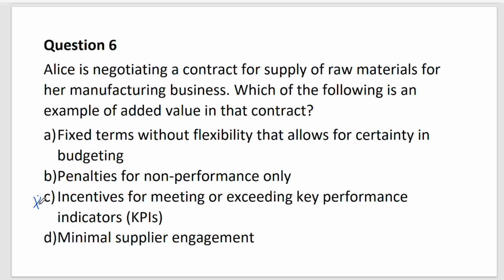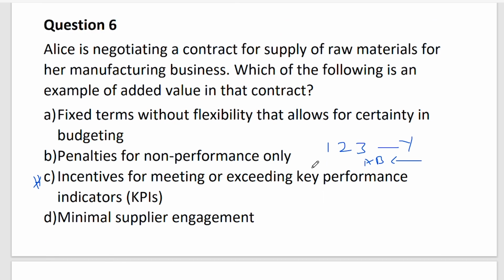Well, it is the incentives for meeting or exceeding KPIs. So you're saying, look, if you're supposed to produce 1, 2, 3 by, say, this particular day, okay, day Y, and then you've done it before Y, then you get ABC. So you get an incentive for faster delivery. See, that's value addition in the contract, right? So the incentives in contracts are just an example of adding value.